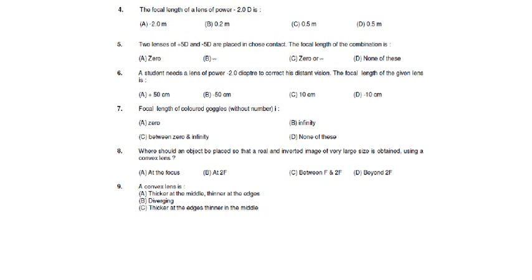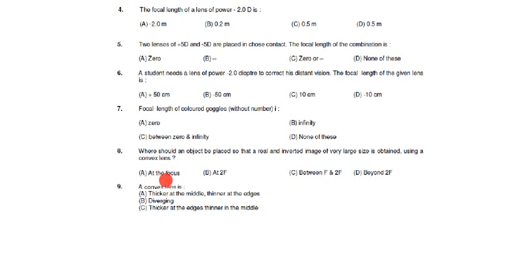So here is question number 8. Where should an object be placed so that a real and inverted image of very large size is obtained using a convex lens? We know that when we move an object from infinity towards the convex lens, when the object is at the focus, an image is formed at infinity, and its size is very large and it is real and inverted.